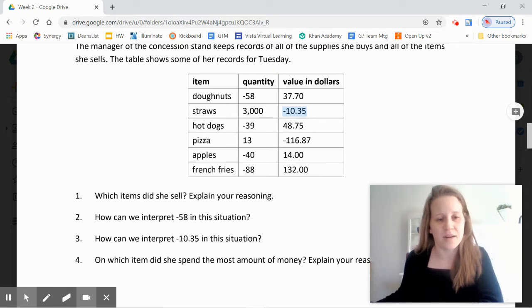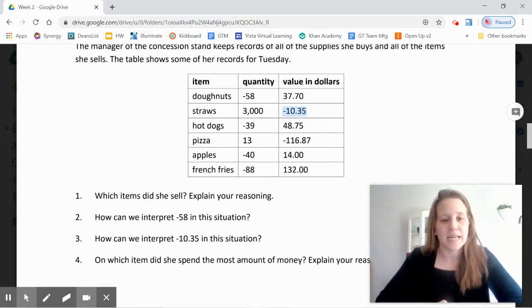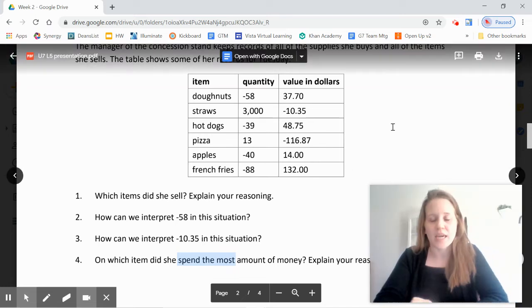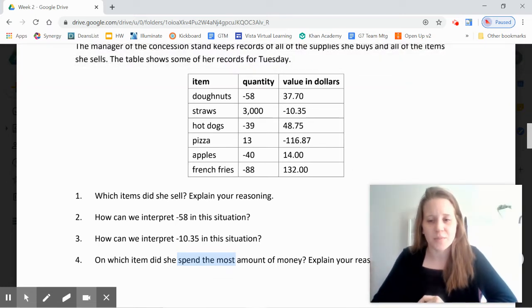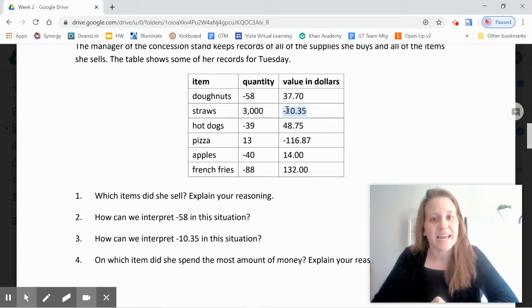All right, question 4. On which item did she spend the most amount of money? Explain your reasoning. So here's our key phrase, spend the most. So I'm looking, where in the table do I see that she spent money on something? I see she spent money if the value in dollars is negative. So here and here. Which one did she spend more on, straws or pizza?